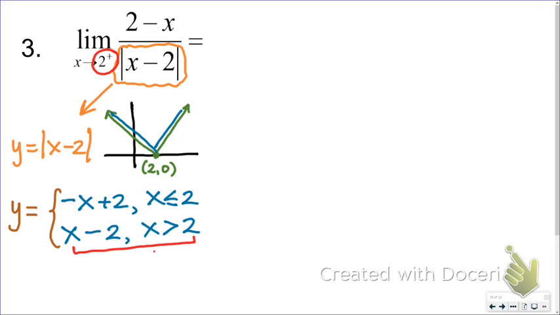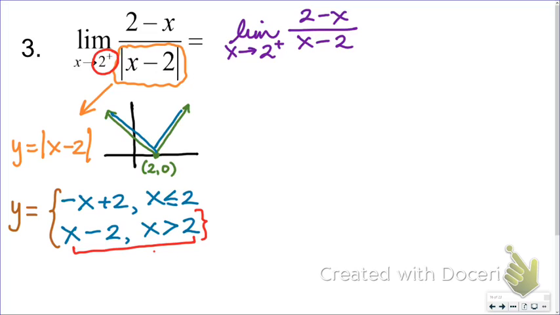So this is the piece we're going to use here. So I'm going to rewrite this equation, and I'm going to replace it with the second part of my piecewise equation. So this is the limit as x approaches 2 from the right of 2 minus x over x minus 2. Well, I still get 0 over 0, but this can be simplified.